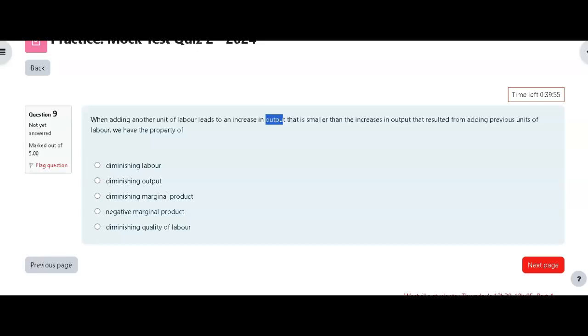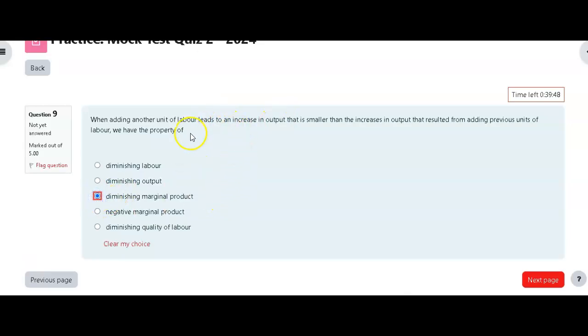Okay, so you'll have a lot of complications and stuff. So what will this be? It'll be diminishing marginal product, because the product that you're getting out of them is slowly coming down. Okay.